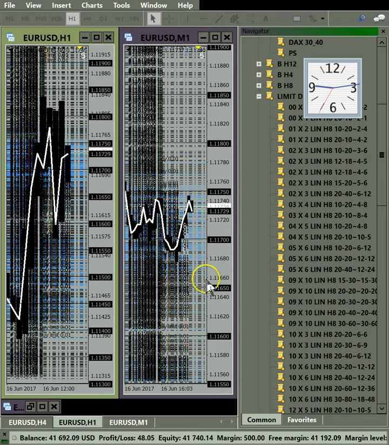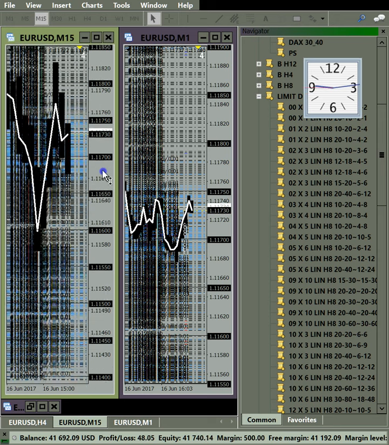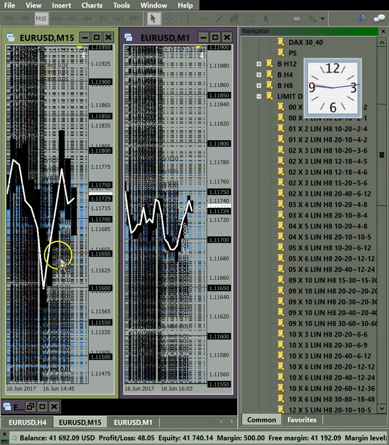torturous psychological game. Do I get in? Do I get out? So you can go to the 15-minute chart and go, oh, look, pull back on the 15. So the 15-minute traders bought at the market. Every chance they get on the 15, that was their buy. But look at the wick.